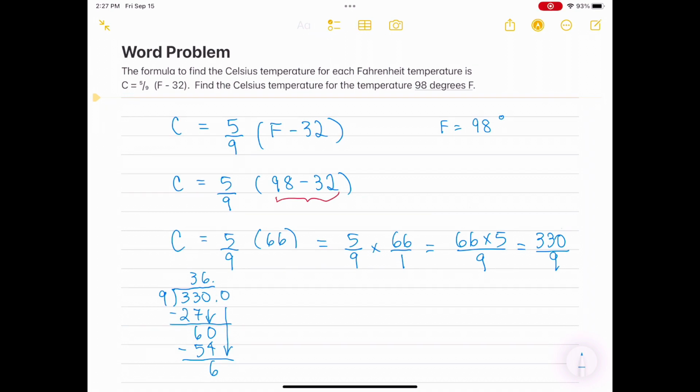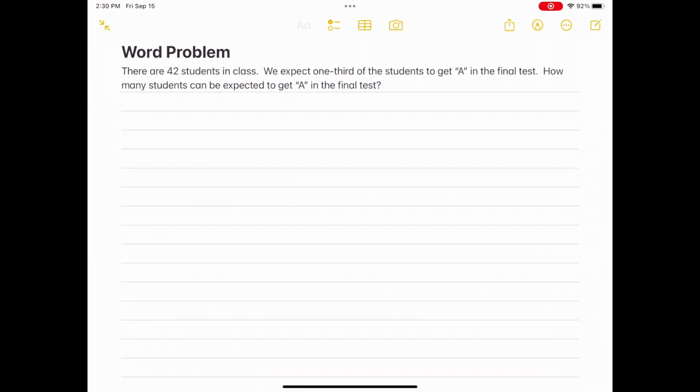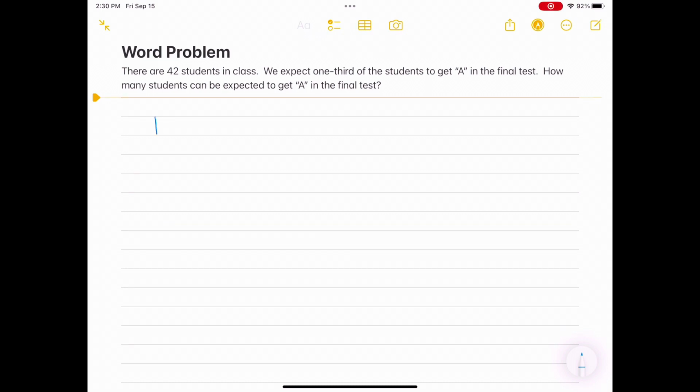330 divided by 9 equals 36.6 with a repeating 6, which rounds to 36.7. So 98 degrees Fahrenheit equals 36.7 degrees Celsius. There are 42 students in class. We expect 1/3 of the students to get A in the final test. How many students can be expected to get A in the final test?